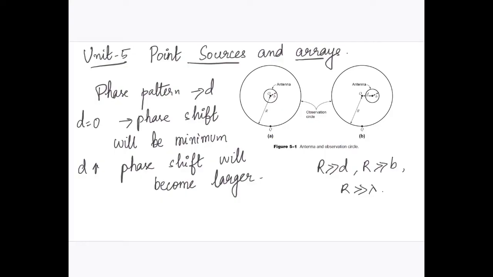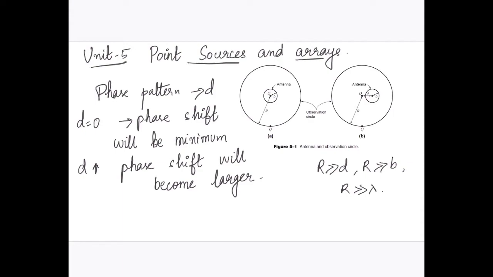Now if you consider the antenna to be placed at the center, one method of measuring the radiation pattern is this: the antenna has been placed over here, and this is the observation circle. By moving this point Q, the pattern can be measured, or else the antenna can be rotated and then measured.